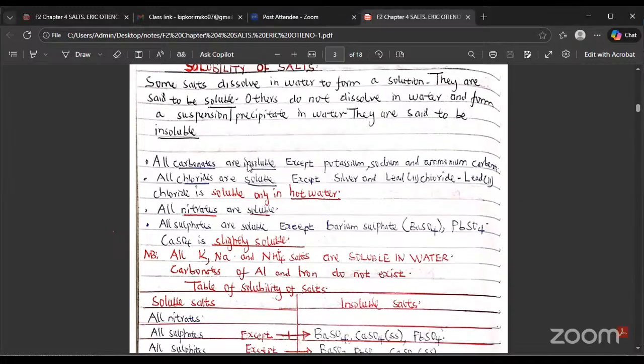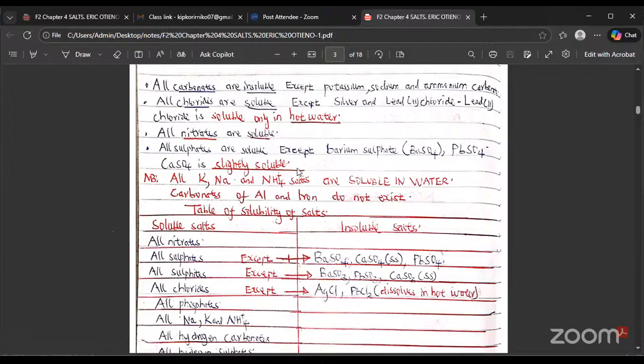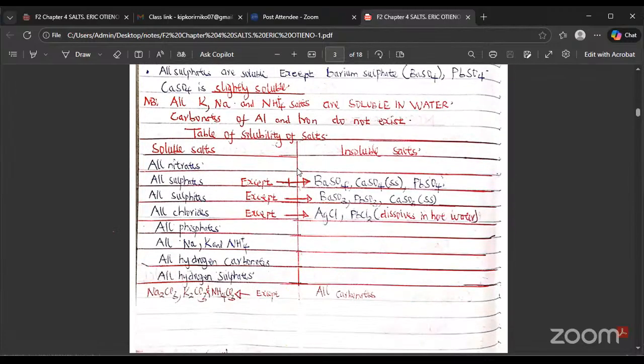So I hope you have understood. And the solubility rules are so dangerous, so dangerous. So this one is a summary. This is a summary. Soluble salts. So we have been given, here you have been given the insoluble salts, you have been given on the other side.